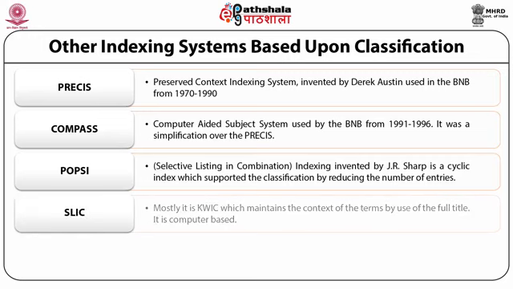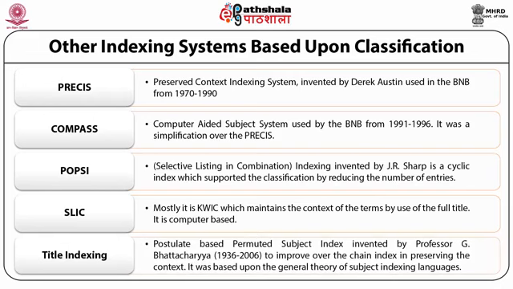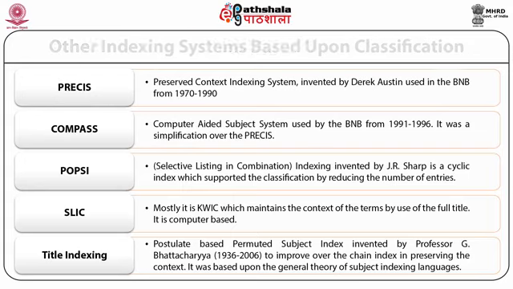SILIC, Selective Listing in Combination, indexing invented by J.R. Sharp, is a cyclic index which supported the classification by reducing the number of entries. Title indexing, mostly KWIC, that is keyword in context, maintains the context of the terms by use of the full title. It is computer-based and also gives the context, which is the use of classification in itself.